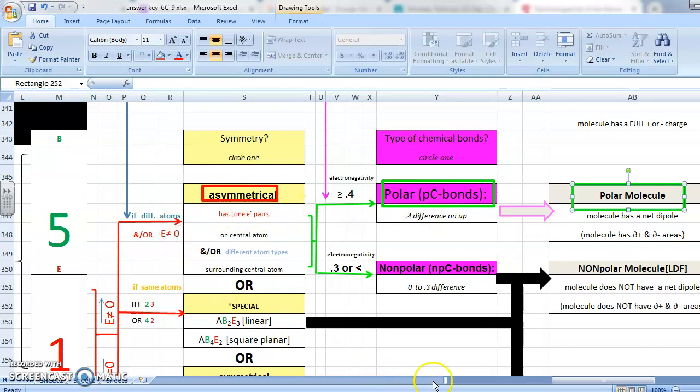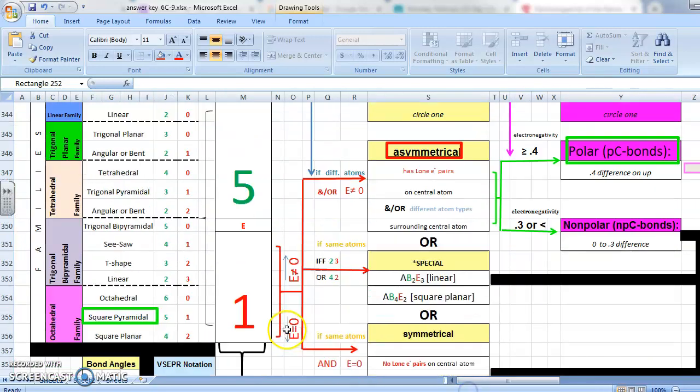In our final video, we will take a look at the last member of the octahedral family. We will look at square planar.